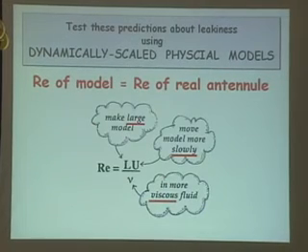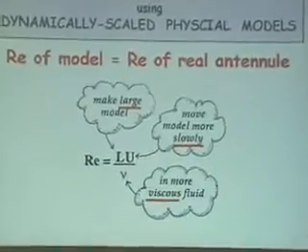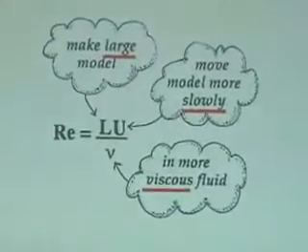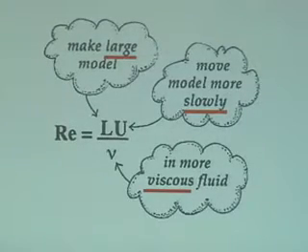What it means, I'll remind you of Reynolds number, is we can make a large model of some dinky little microscopic structure, and we can move it at a nice, reasonable velocity that's easy to control and measure.